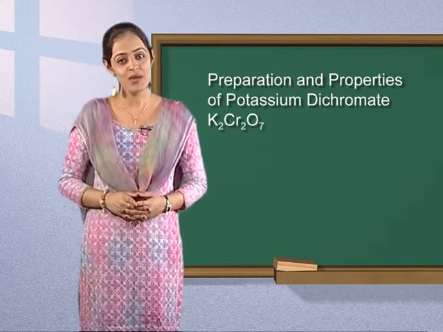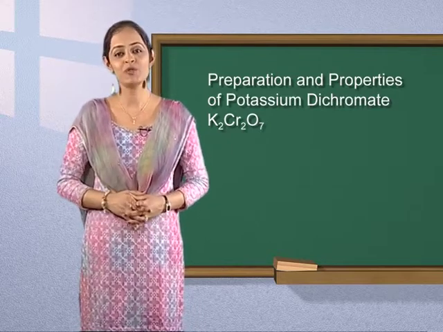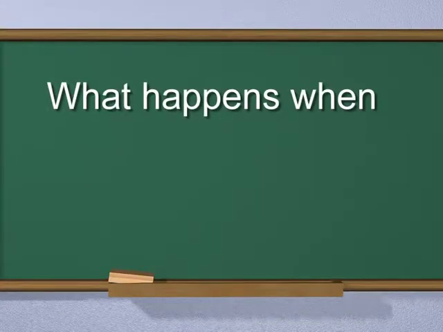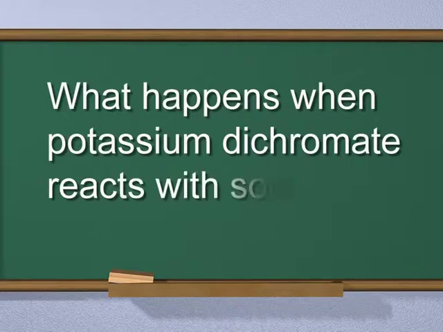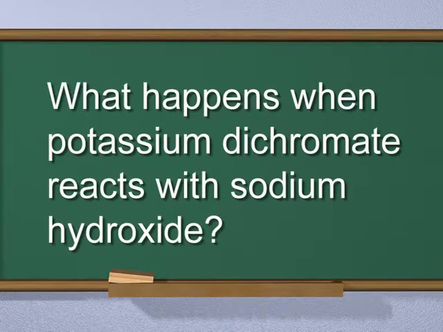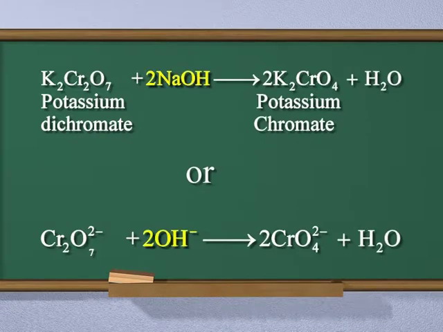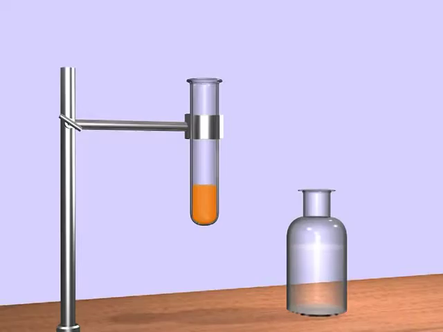In this part of the episode, let's try to know with the help of some questions how much you have actually absorbed today. My first question is, what happens when potassium dichromate reacts with sodium hydroxide? The answer is, when sodium hydroxide is added to potassium dichromate solution, potassium chromate and water are formed. Due to the formation of potassium chromate, the color of the solution turns yellow.